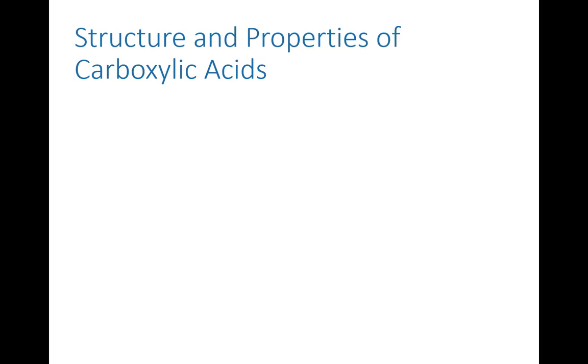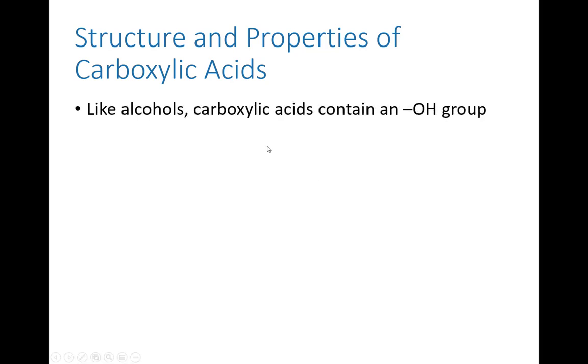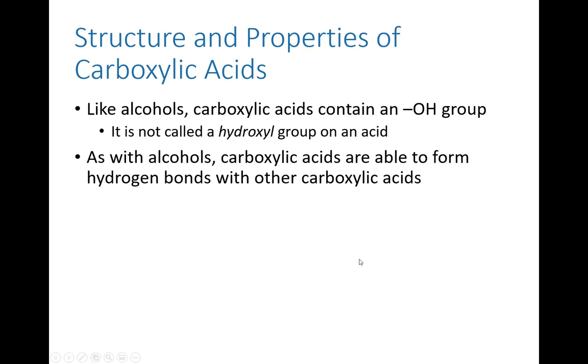Let's go ahead and take a look at some of the properties of the carboxylic acids. Well, the most important property to call out is the fact that it has an OH group, and we know that OH groups are going to be able to hydrogen bond. Incidentally, I just wanted to call attention to the fact that we do not call it a hydroxyl group when we're talking about a carboxylic acid.